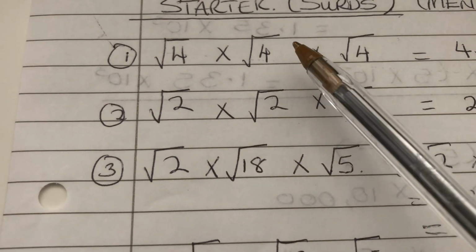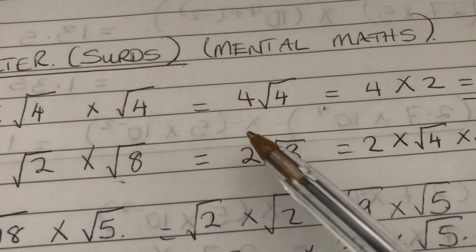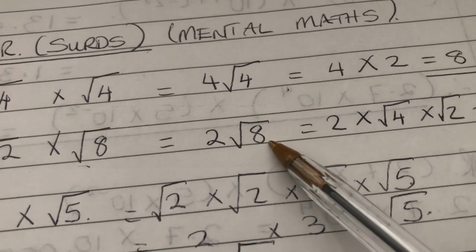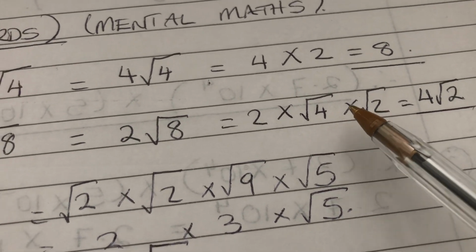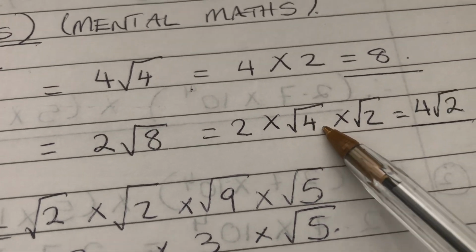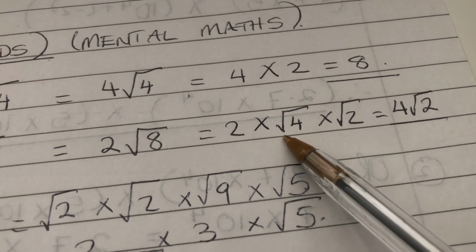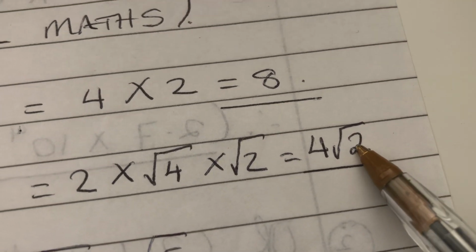Okay, now root of 2 times root of 8. Root 2 is 2, times root of 8. Now root of 8 can be broken down as root of 4 and root of 2. Root 4 is 2. So we have 4 root 2. So that will be our answer here.